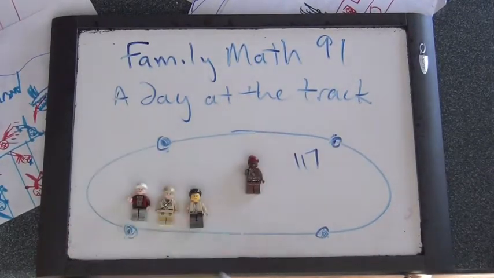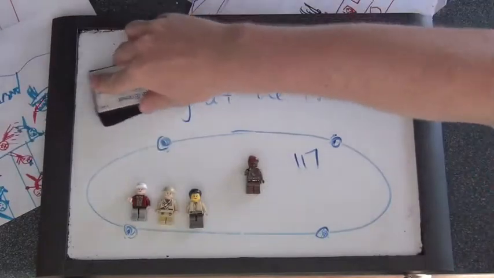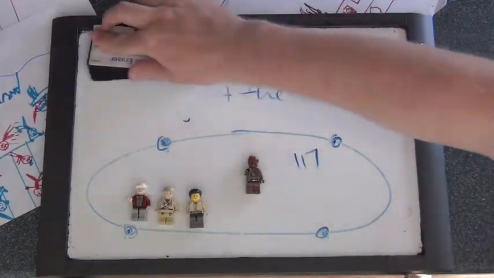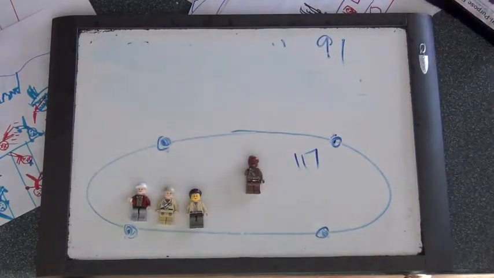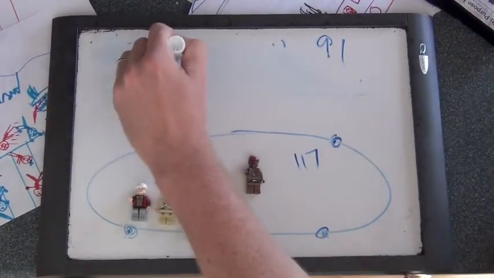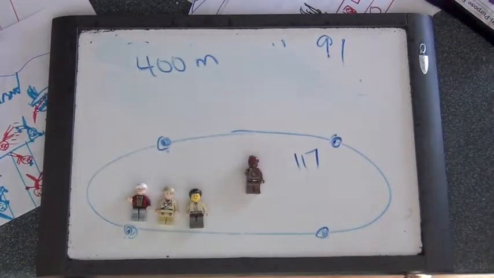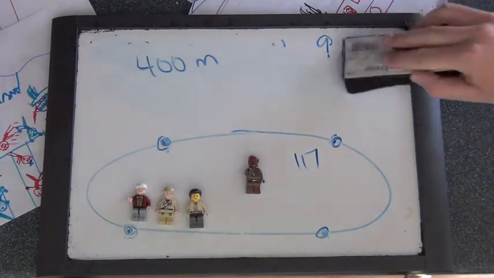Okay, what else do we know about the track? We know that it's a quarter of a mile if you go all the way around at once. Okay, about a quarter of a mile, and that's 400 meters around the track. All right, 400 meters once around the track.